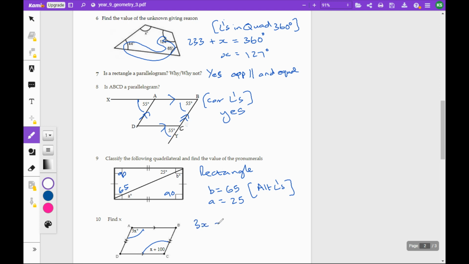The next one, those two angles are equal because it's a parallelogram. So 3x equals x plus 100. Moving this over, minusing, it becomes 2x on the left hand side. Dividing by 2 on both sides gets me 50 degrees. So x equals 50 degrees for that.